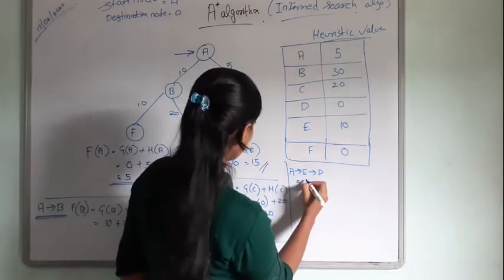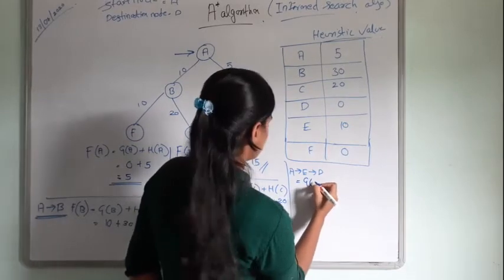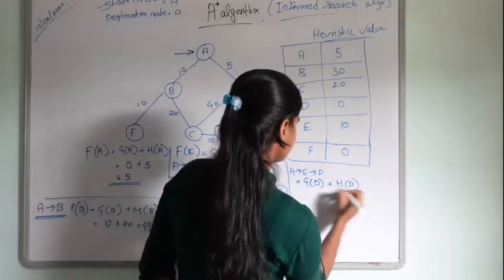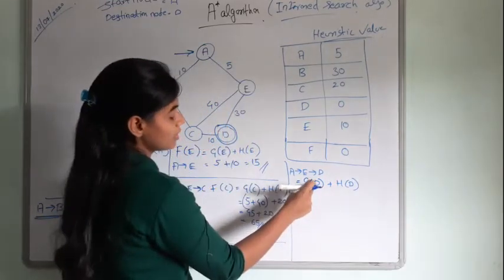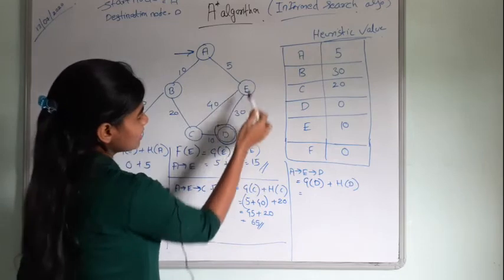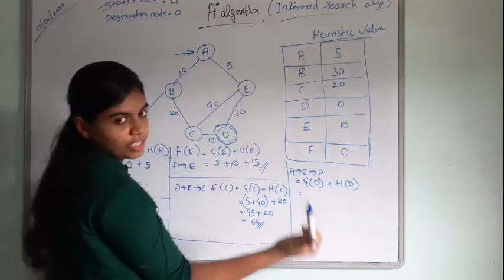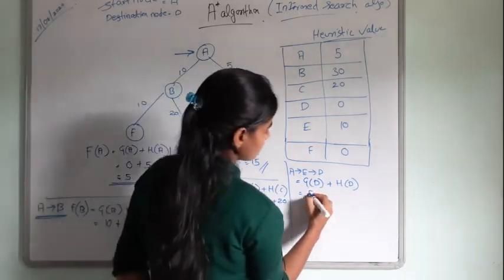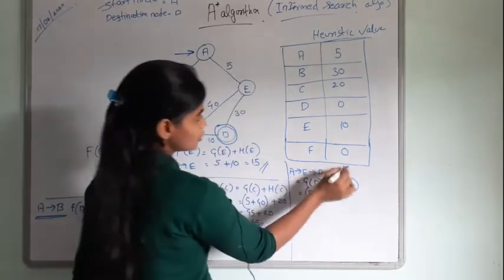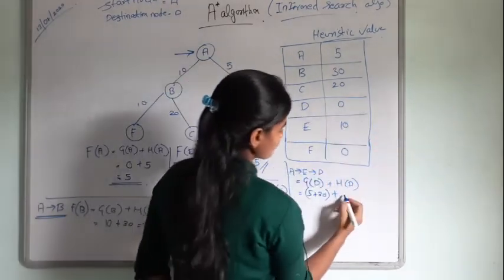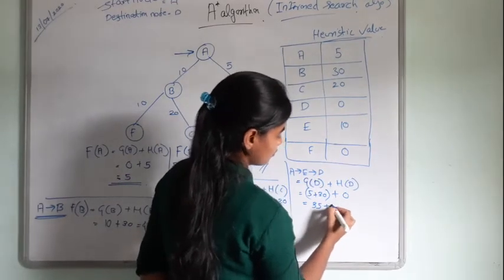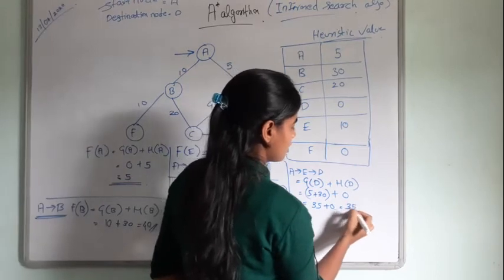Okay, so G of D plus H of D. The cost of the node D through A, E and D is 5 plus 30, plus the heuristic function of D, which is 0. So the answer will be 35 plus 0. So how much is it? 35.